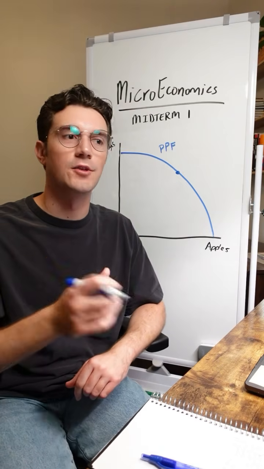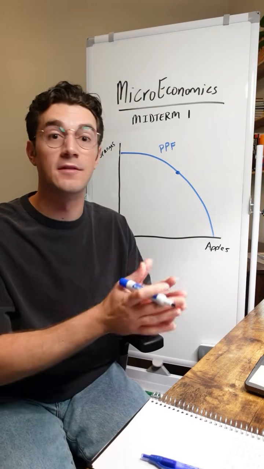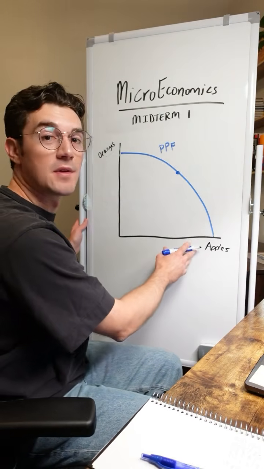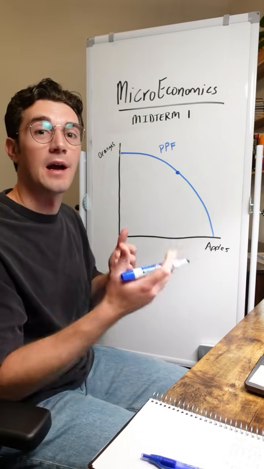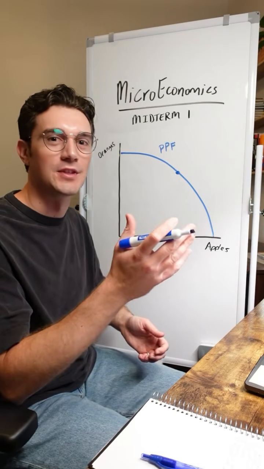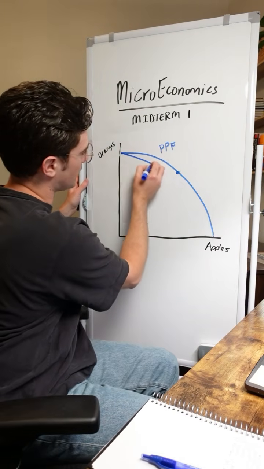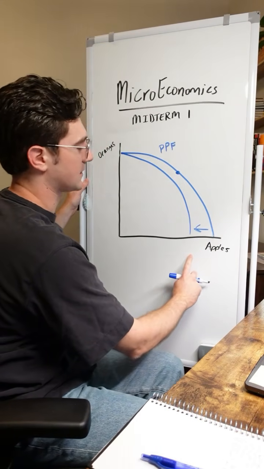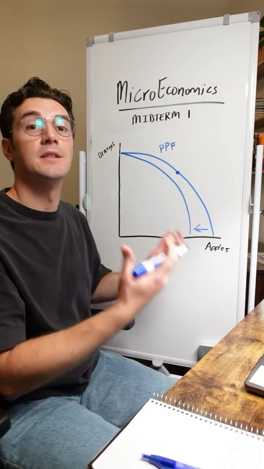If a problem asks you how the PPF curve will shift given a change in the environment, this is how you solve those problems. Let's say something happens that hurts apple output, like there's some parasite or insect that ravages apple orchards. Well, that results in the PPF shifting inward on the apple's axis, because now our production possibilities have diminished for apples.